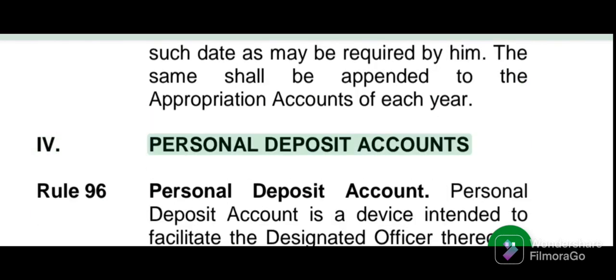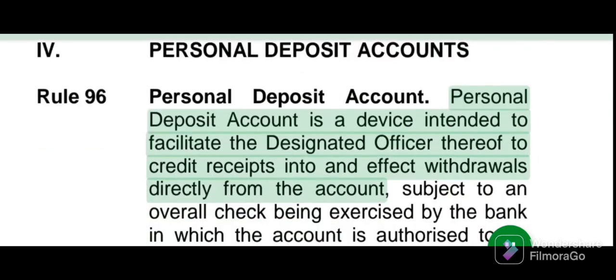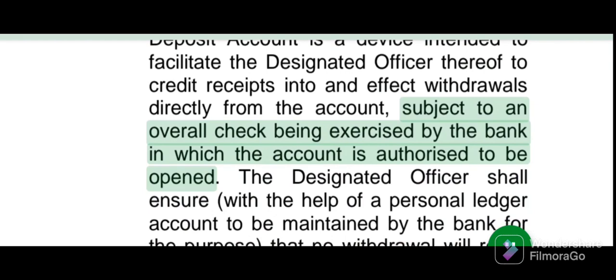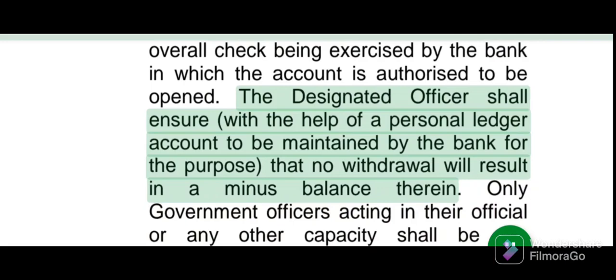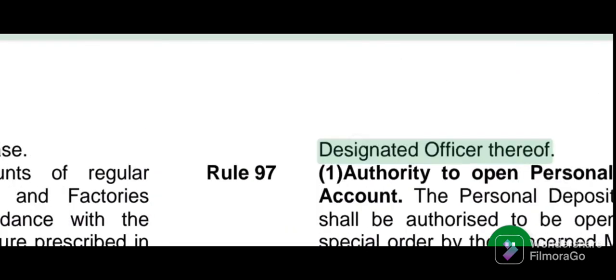IV. Personal deposit accounts. Rule 96: Personal deposit account. Personal deposit account is a device intended to facilitate the designated officer thereof to credit receipts into and effect withdrawals directly from the account, subject to an overall check being exercised by the bank in which the account is authorized to be opened. The designated officer shall ensure with the help of a personal ledger account to be maintained by the bank for the purpose that no withdrawal will result in a minus balance therein. Only government officers acting in their official or any other capacity shall be the designated officer thereof.